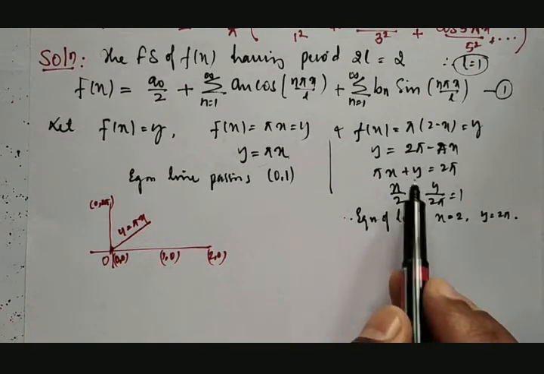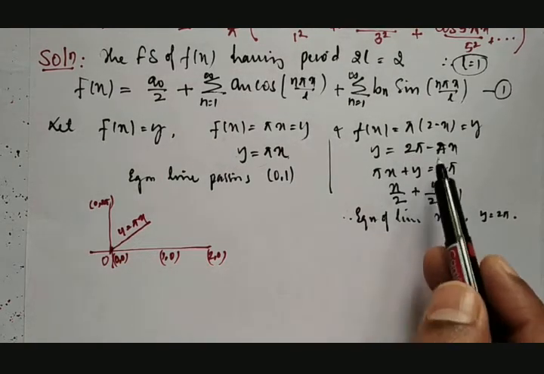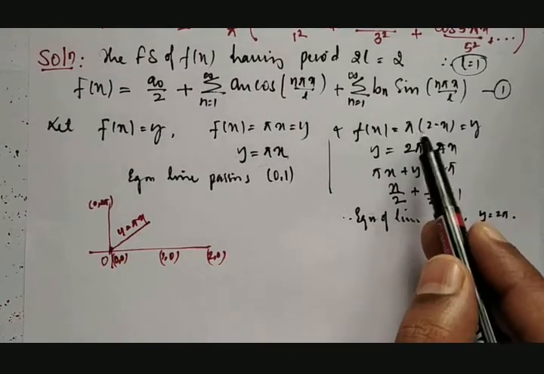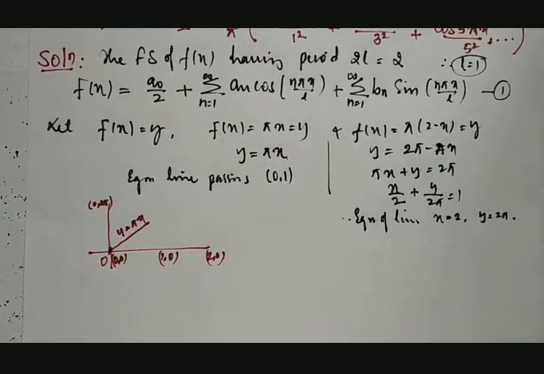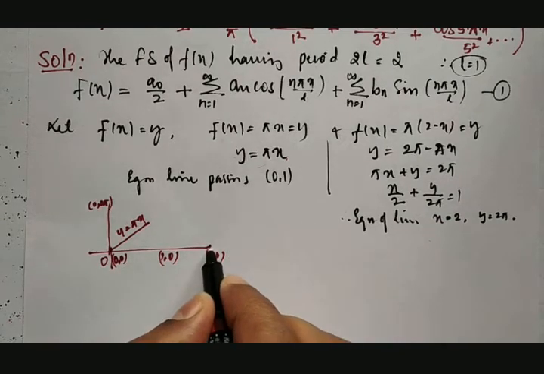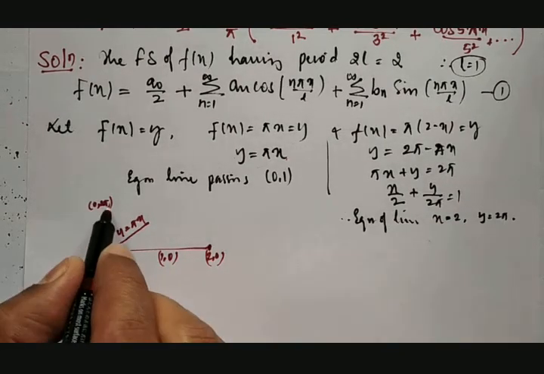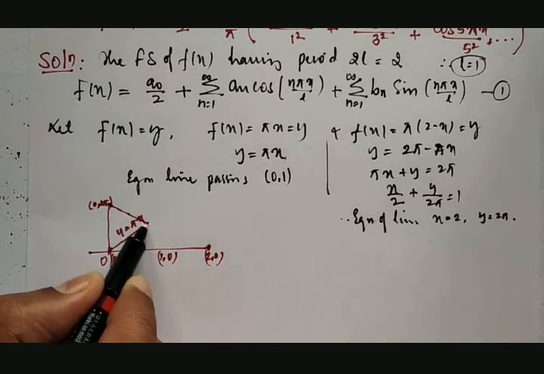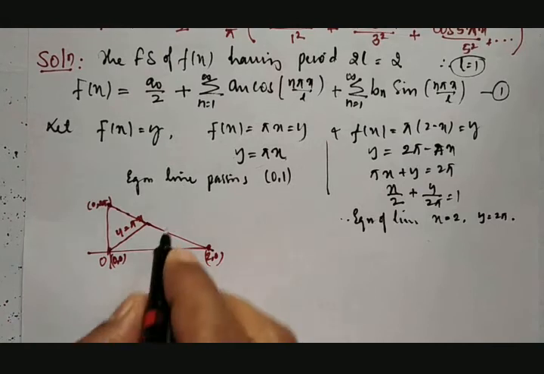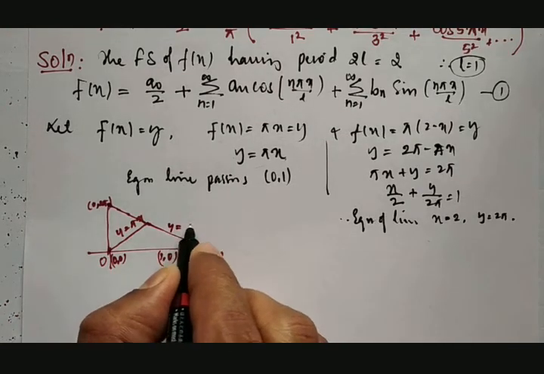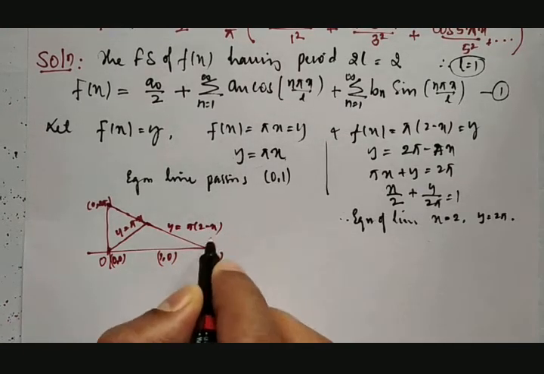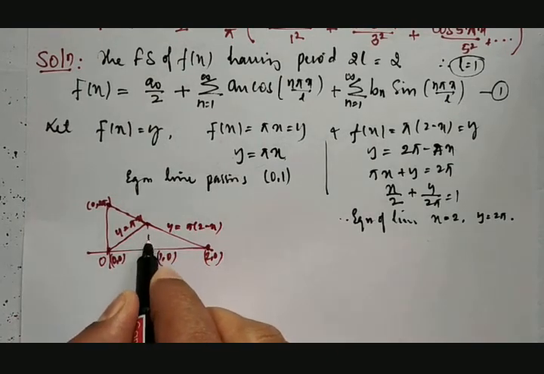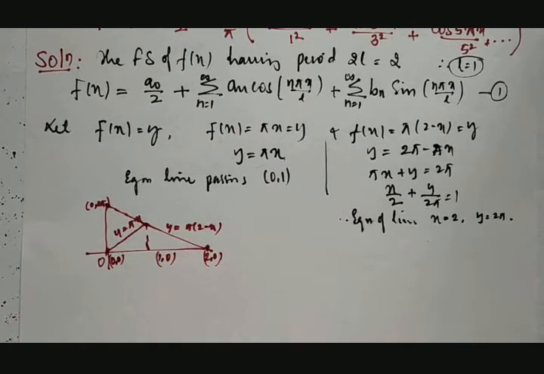Then another one is y is equal to pi into 2 minus x. It intercepts x at 2, here, and y at 2 pi, here. So this will be the other equation, y is equal to pi into 2 minus x. Fine, you can take it here. So this is the graph for the given example.